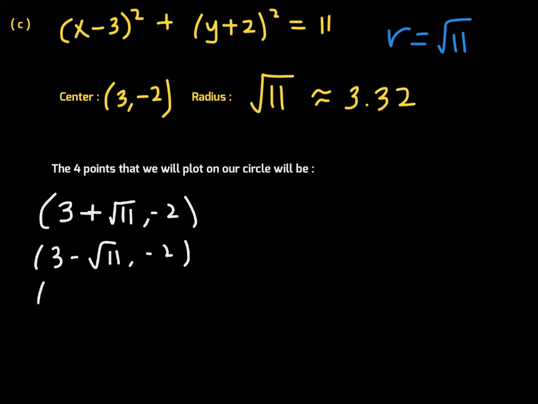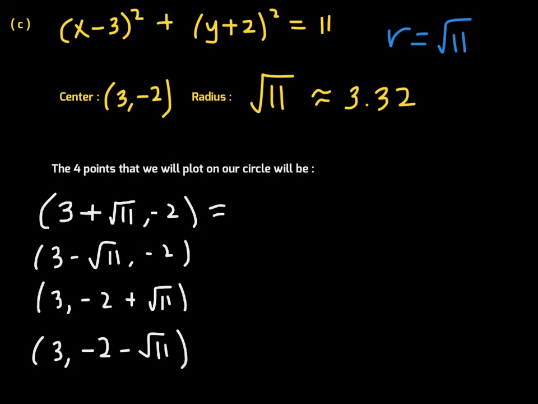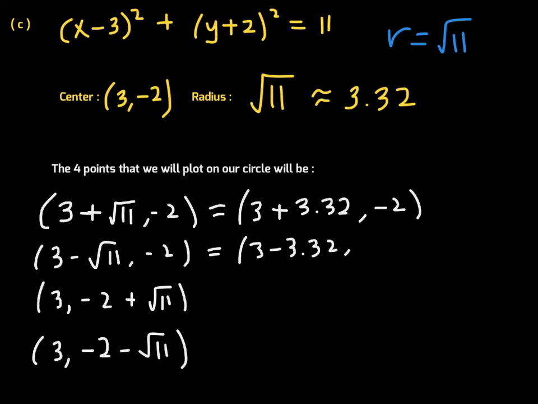right? And then when we move up from the center, we are changing the y-coordinate. So when you move up, you'll be adding the square root of 11. And then when you move down from the center, you are changing your y-coordinate and you are subtracting the radius, right? So this is how we're finding each of these points that we're going to use to draw a circle. Now, this is approximately equal to 3 plus, the square root of 11 is about 3.32, like this. This one would be 3 minus 3.32, comma negative 2.